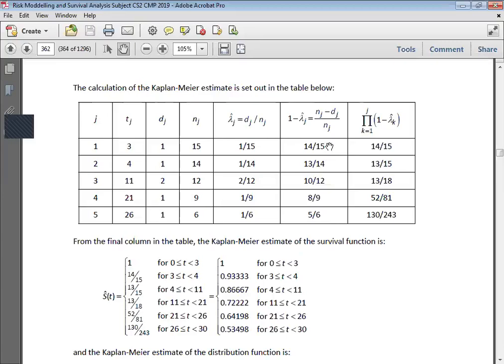So if this is my rate at which rats are dying, then 1 minus that is the rate at which I expect these rats to be alive. So this will be the survival rate for these particular rats. And that is nothing but nj minus dj, which is the number of rats that survive, upon nj. And these are the particular numbers that you get. And this column we will study later on. So these are just some numbers that we have now studied, and let us go back.